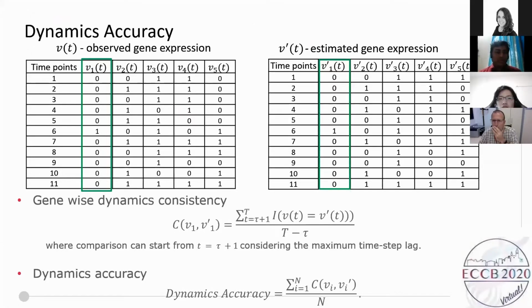I'd like to define dynamic accuracy. Let's first define the gene-wise dynamic consistency. Gene-wise dynamic consistency is the similarity between the observed gene expression data, for example here B1(t), and the estimated gene expression data B'1, this column. The comparison can start from t equal to tau plus 1, because tau is the maximum time step lag. So dynamic accuracy is just the average of gene-wise dynamic consistency over all genes.